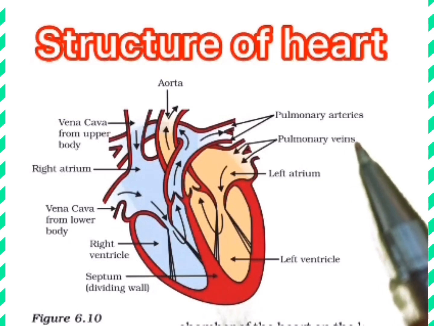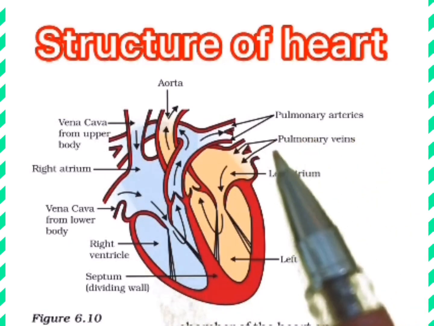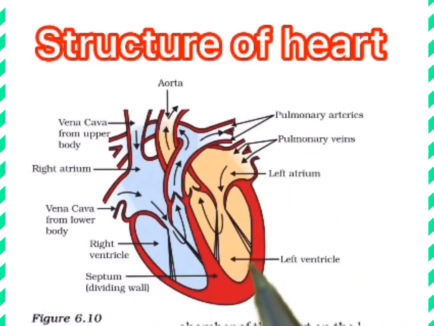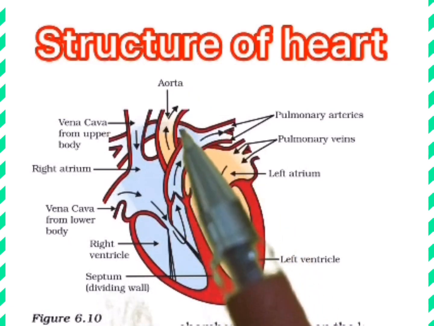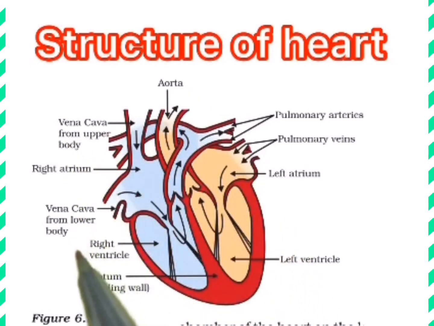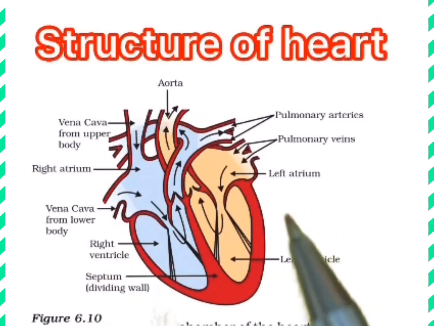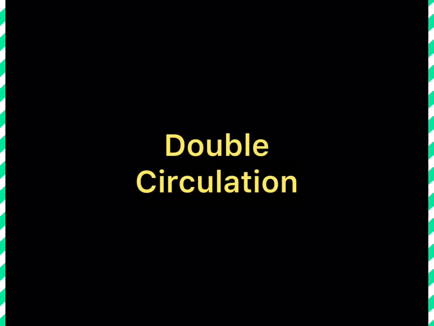Again, this oxygenated blood moves to pulmonary vein, left atrium, left ventricle. Through aorta, it passes to all the parts of the body. Like this, oxygen-rich blood and carbon dioxide-rich blood are transported in the heart.